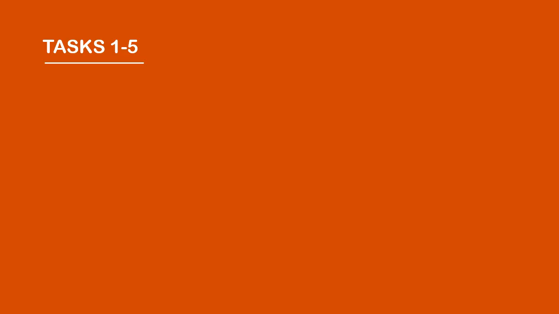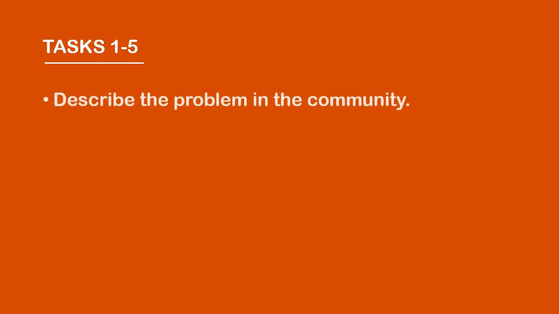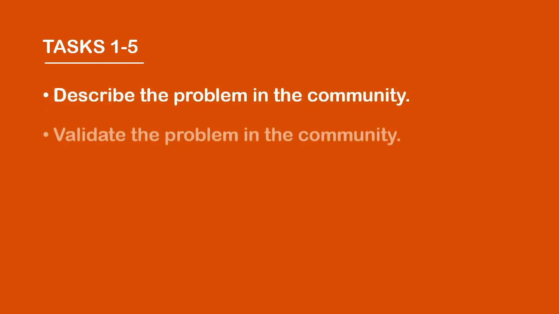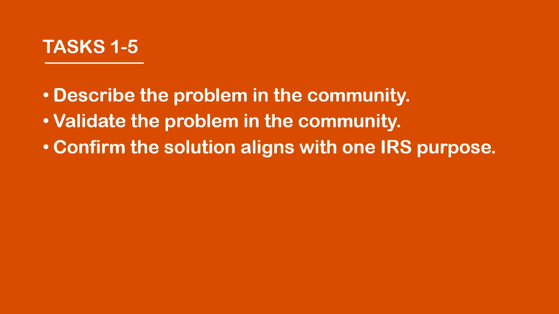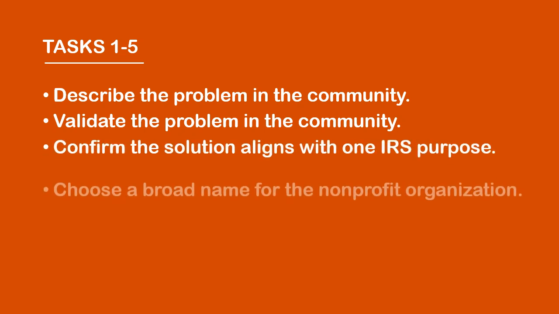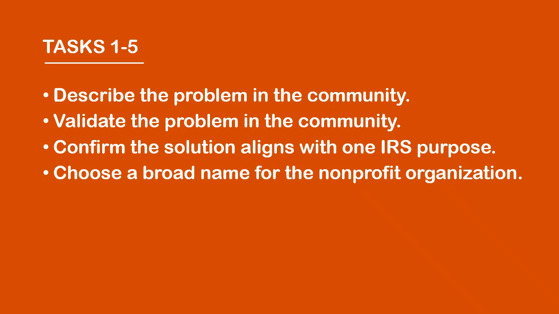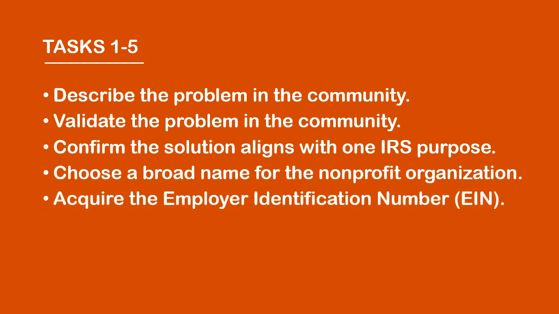So let's do a recap of tasks 1 through 5. Task 1, describe the problem in the community. 2, validate the problem in the community. 3, confirm the solution aligns with one IRS purpose. 4, choose a broad name for the nonprofit organization. 5, acquire the employer identification number. So these are the first 5 tasks of 15 tasks that you should complete to apply for 501c3 nonprofit status.